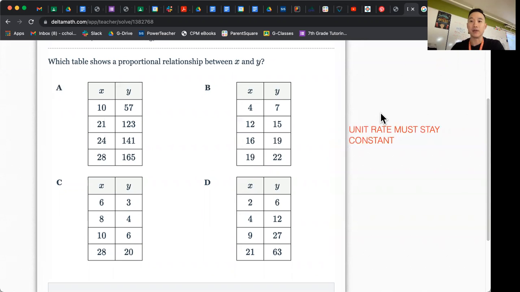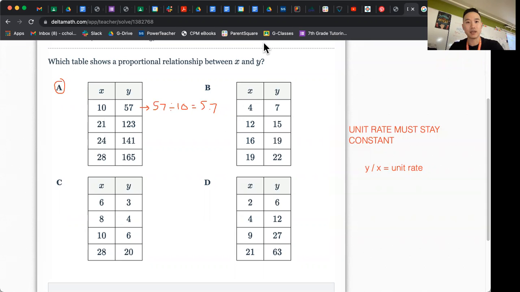That basically means if you buy 1 bag of potatoes for $3, the second bag of potatoes should also be $3. It has to be the same price for each additional unit, okay? And if you're given a table, the easiest way to do it is to simply just divide. So you're going to divide y by x to equal the unit rate. I'll go over some of these. So for A, let's do that one first. If I wanted to test this one, what I would do is divide the y value, which is 57, divided by 10, which is the x value, and I will get 5.7.